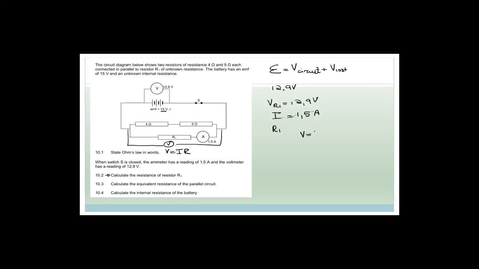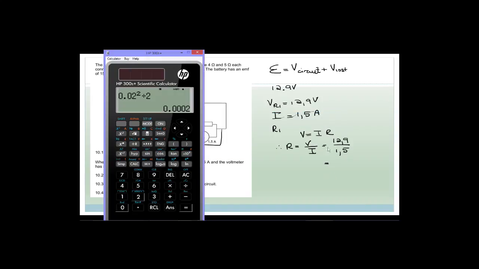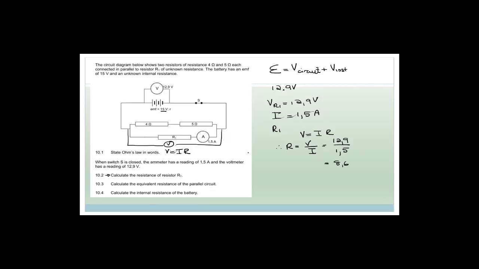So we go V is equal to IR. We want R, so therefore R is equal to V over I. The volts are 12.9 over the current, which is 1.5. So we're going to pop open our calculator and we're going to get 12.9 divided by 1.5 equals 8.6. So the resistance of R1 is 8.6 ohms. Okay, 8.6. Then it says calculate the equivalent resistance of the parallel circuit.